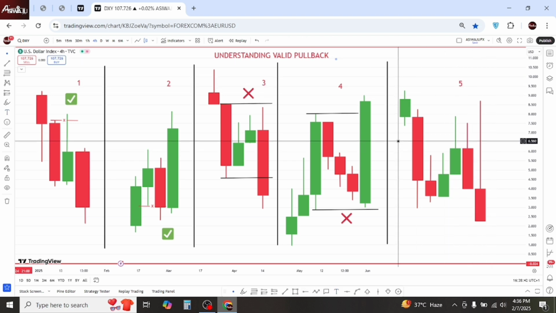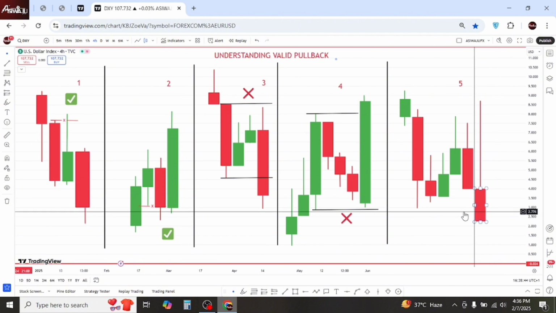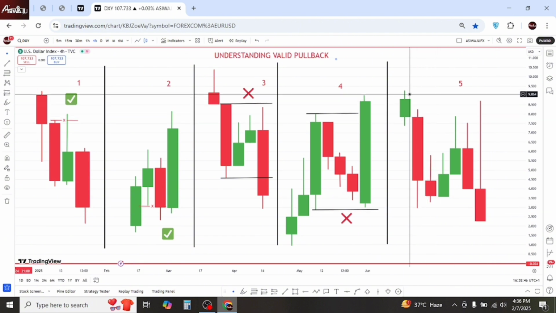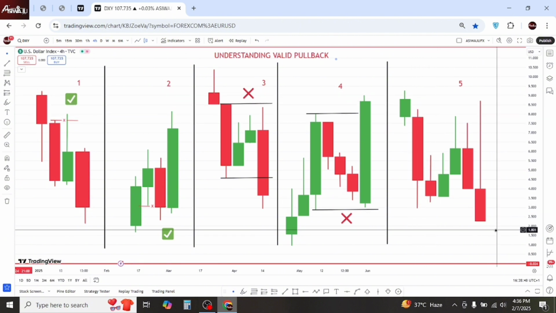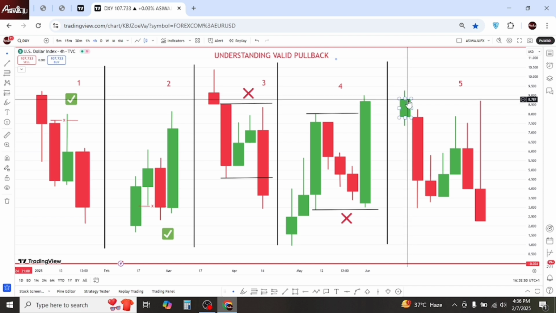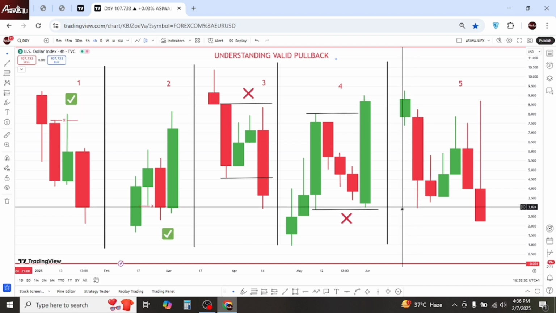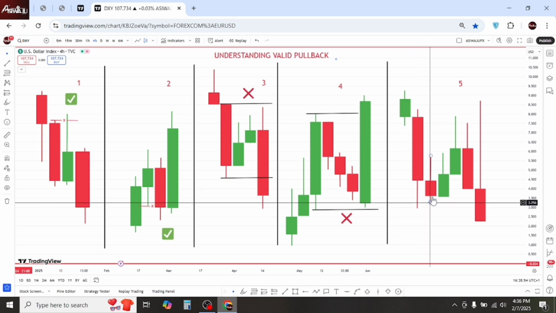Now when you look at this fifth example, you can see that this is a bearish move. We have the first candle, which is the doji candle. We have a momentum candle to the downside. We have this candle that closed inside of this candle.